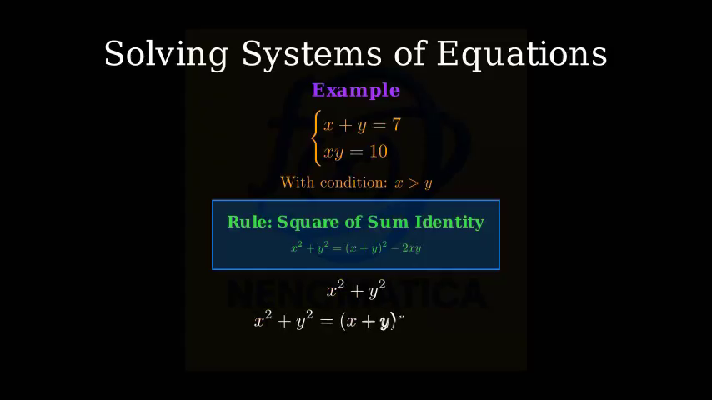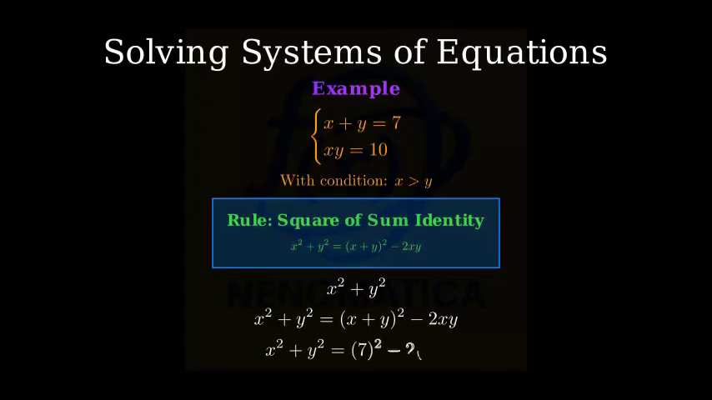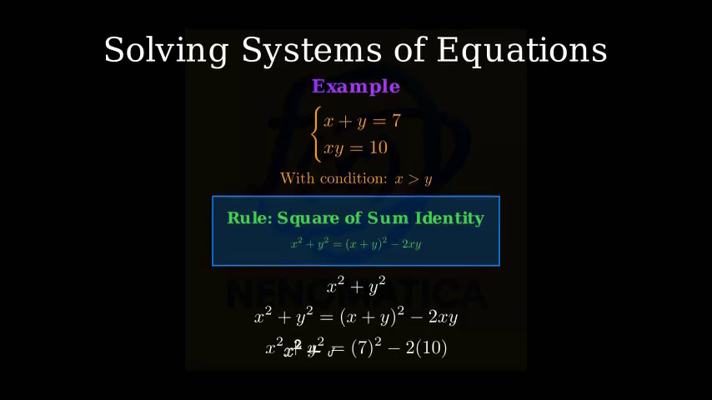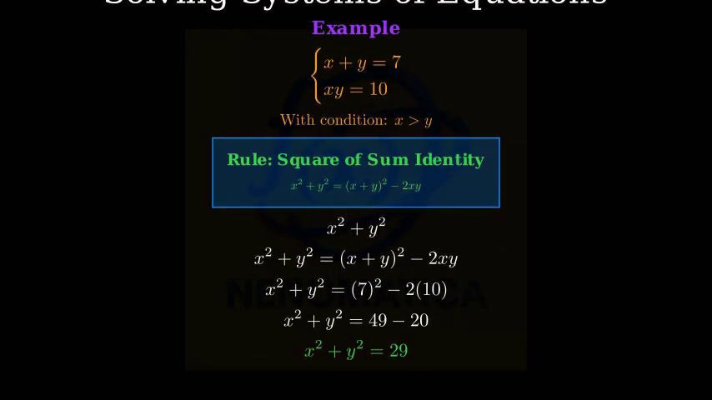We know that x plus y equals 7, so the square of this sum is 7 squared, which is 49. And twice x times y is 2 times 10, which is 20. Let's calculate. 7 squared is 49, and 2 times 10 is 20. So x squared plus y squared equals 49 minus 20, which is 29.